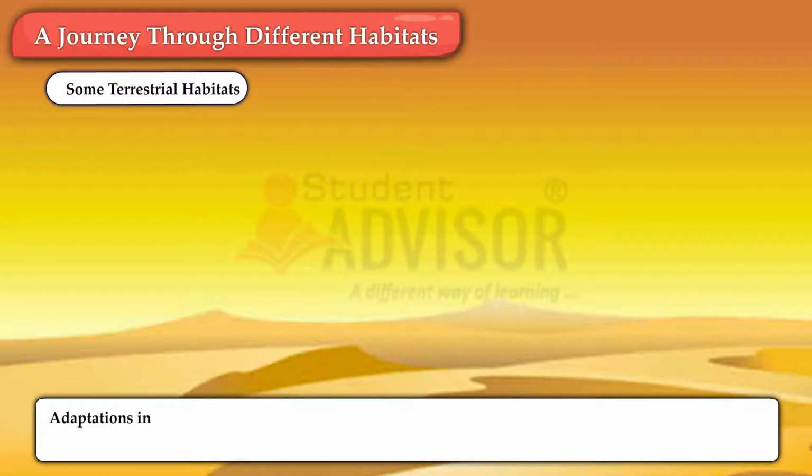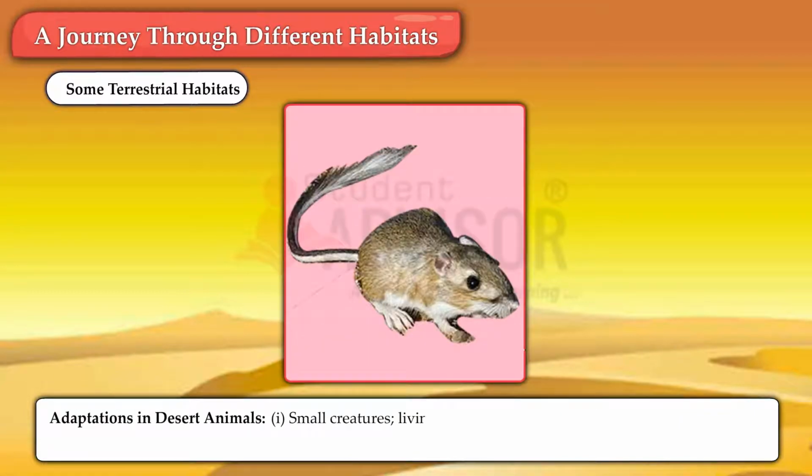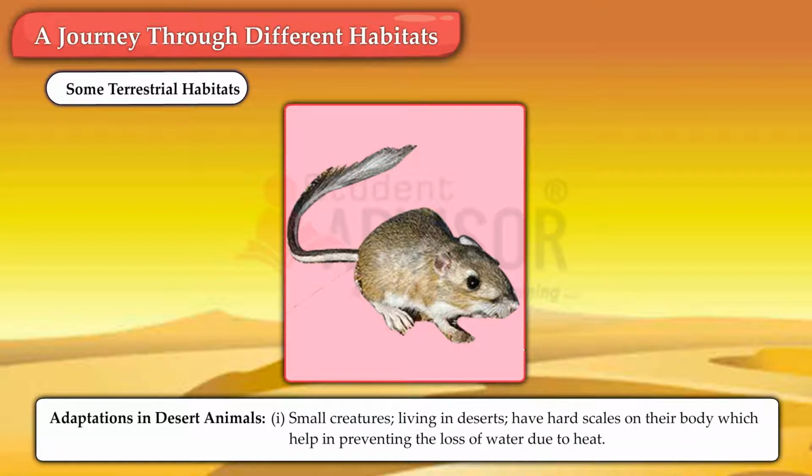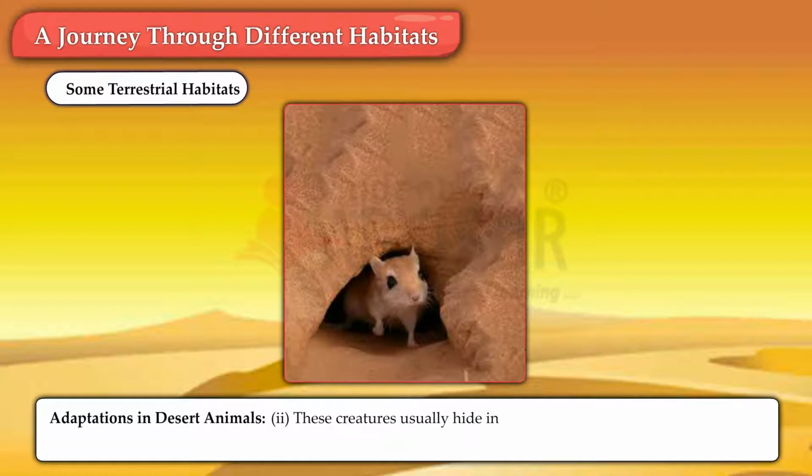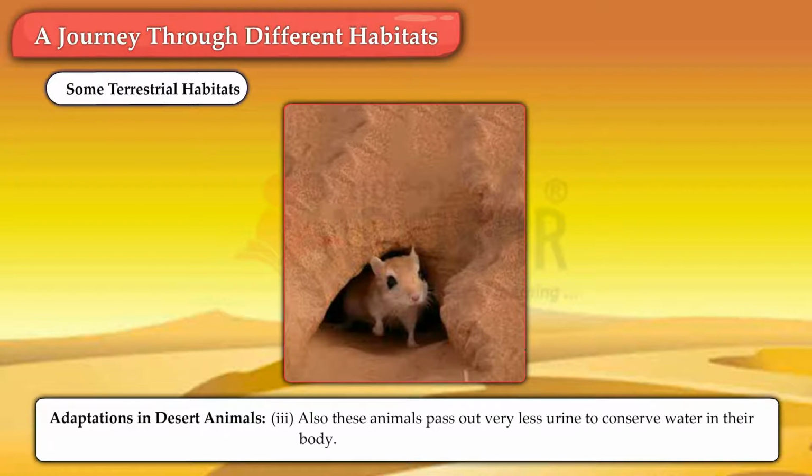Adaptations in desert animals. Small creatures living in deserts have hard scales on their body which help in preventing the loss of water due to heat. These creatures usually hide in the shadow during daytime and come out during night. Also, these animals pass out very little urine to conserve water in their body.